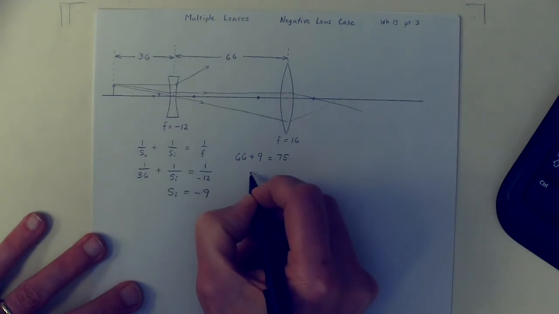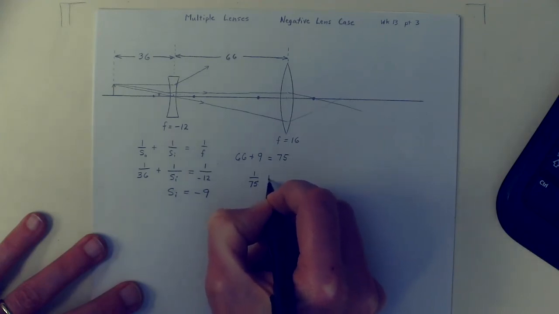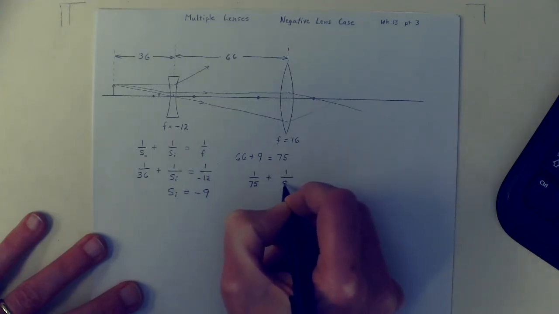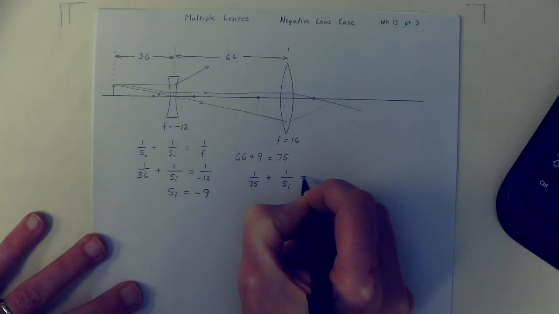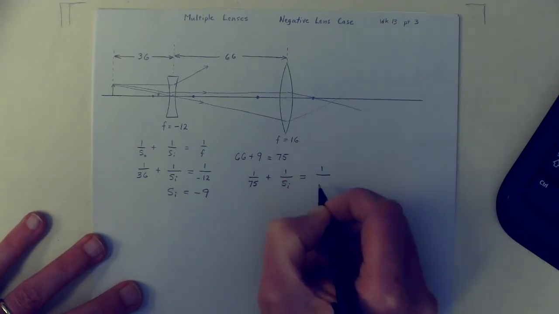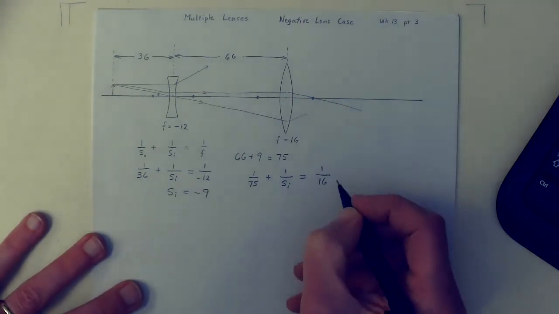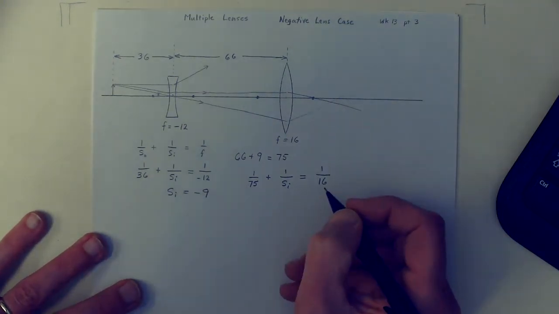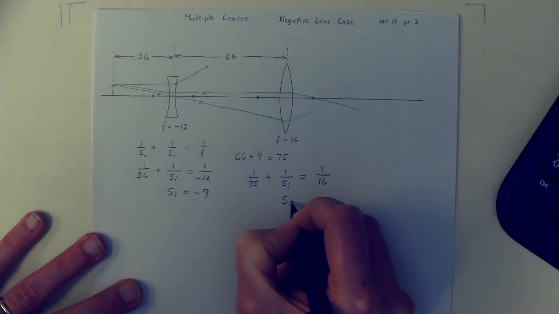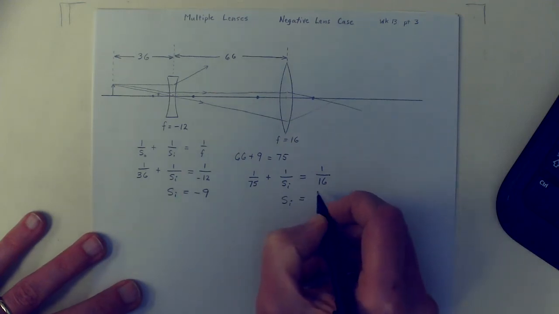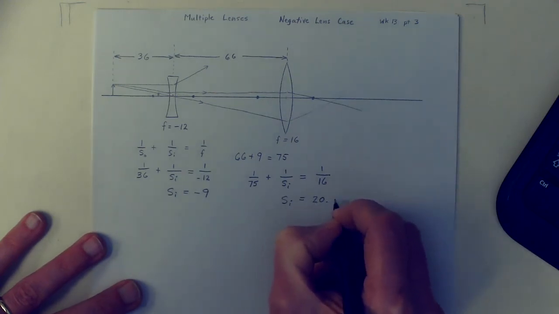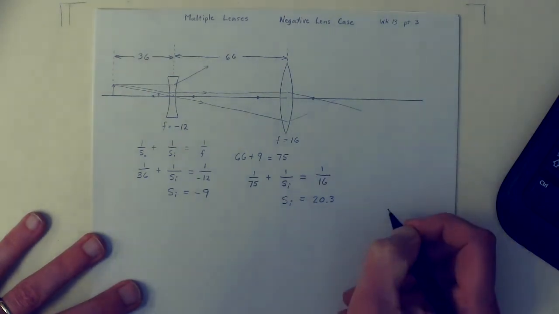So then if we do the math, 1 over the object distance, that's going to be 1 over 75. 1 over the image distance, that's what we're trying to find. And then the focal length here is 16. So now, what do we have when we calculate that one? Well, you can do the math. And the number that I got was just a little more than 20, 20.3.